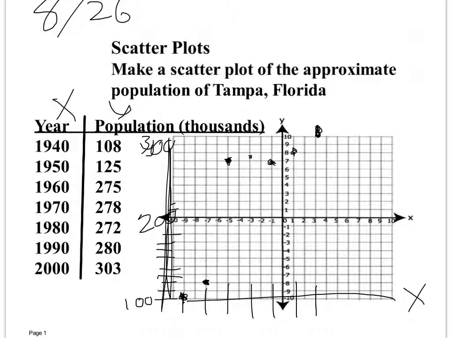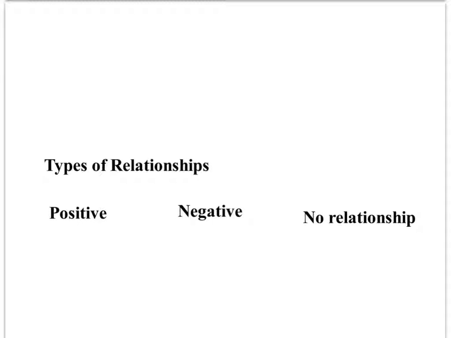If you look at the population of Tampa between 1950 and 1960, it more than doubled. Big increase there. The scatter plot lets us see that data. All right, what you need to do is write this down.